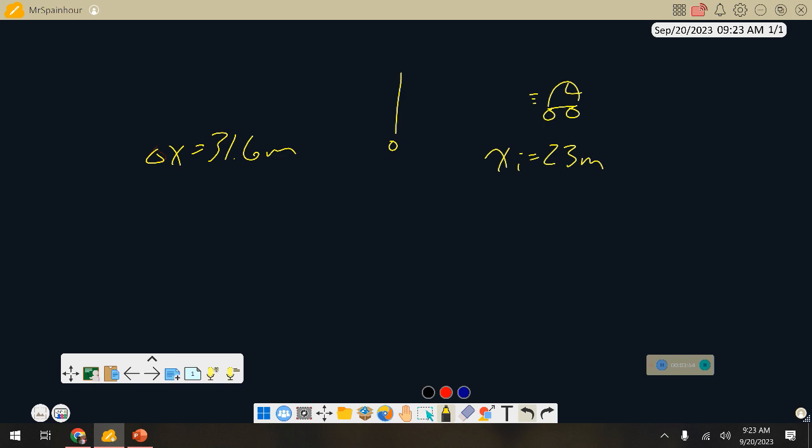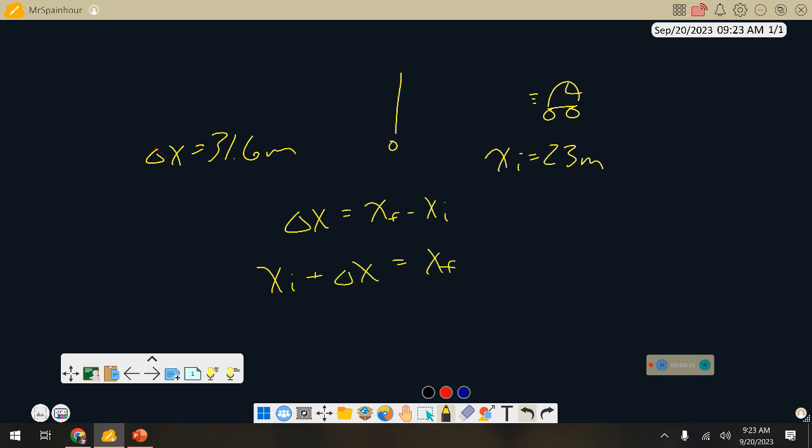Now, somebody asked me yesterday, a good question, they said, is there an equation for this? And I said, yes. You can just recognize that it's just 23 plus 31.6, but here's the equation in a nutshell. It's the definition of displacement, or the definition of the change in anything. How do you get the change in anything? Final minus initial. And so if I want to know position final, add that on both sides, and there it is.